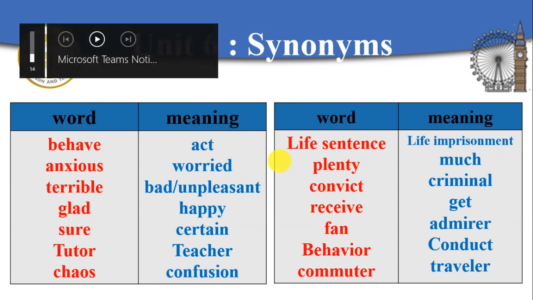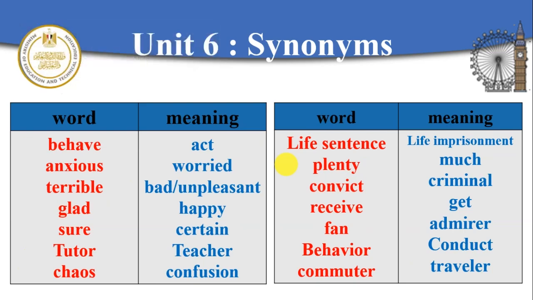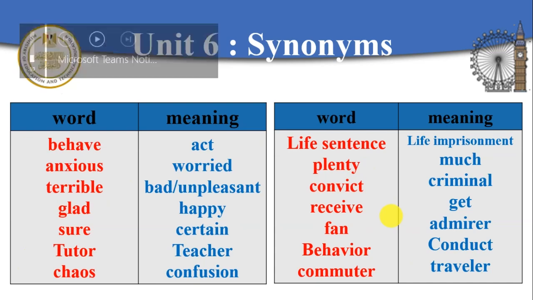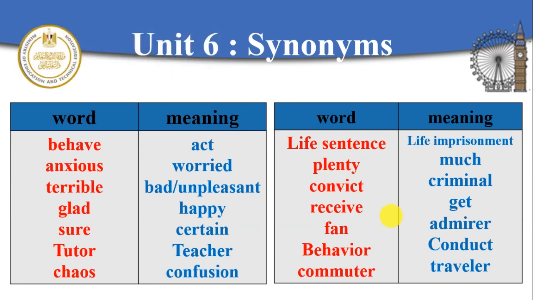An expression to use: life sentence, it's life imprisonment. That means he will have a long period there, it will take all his time. We have plenty, means much, plenty of something. We have conflict here, so he becomes a conflict, so it's criminal. We have receive, get something. We have fan, it's a fan for a sport or whatever, it's an admirer, admire.